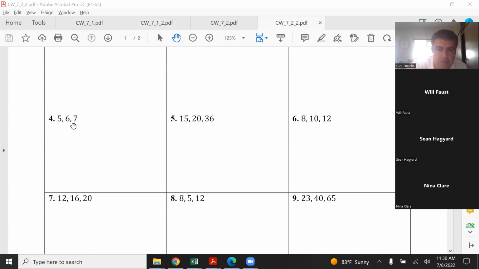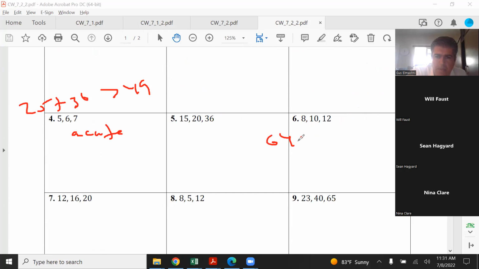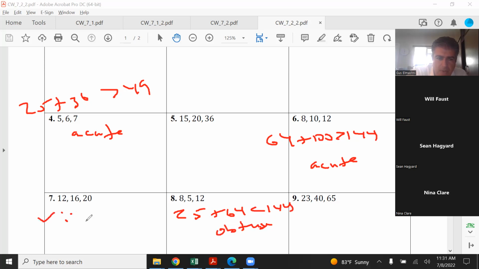4, I believe, is going to be acute because you have 25 plus 36. That's greater than 49. 6, you have 64 plus 100. That's greater than 144. Acute again. Here you can have 25 plus 64. That's less than 144. That's obtuse. I believe 7 is a right triangle. Just to work that one out.